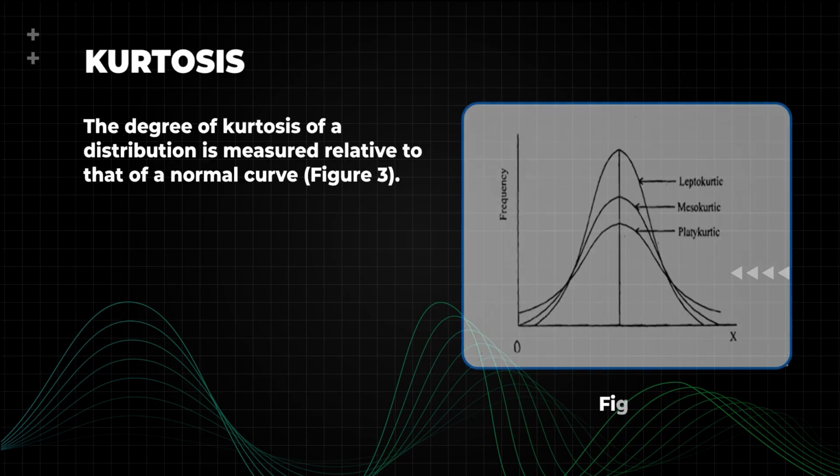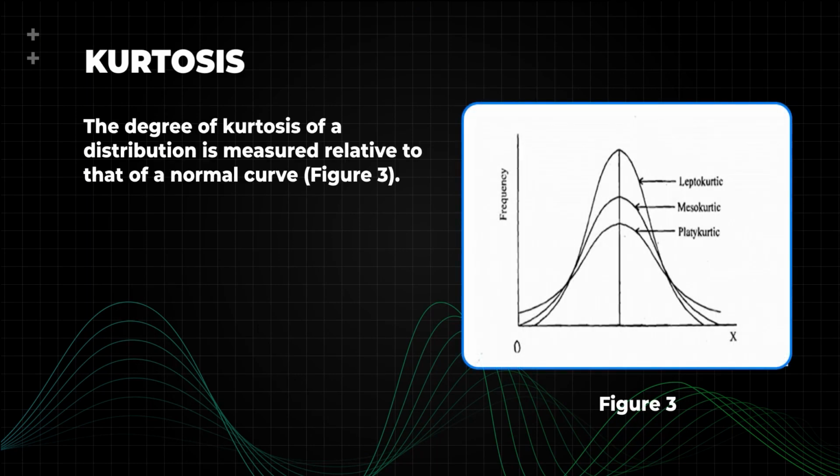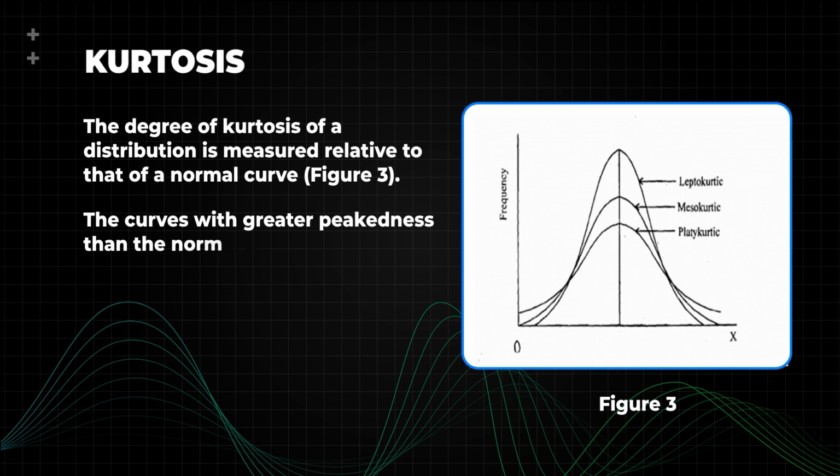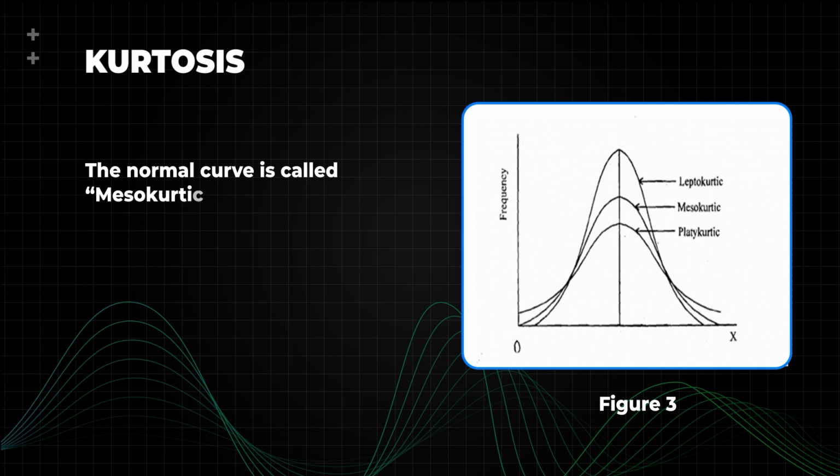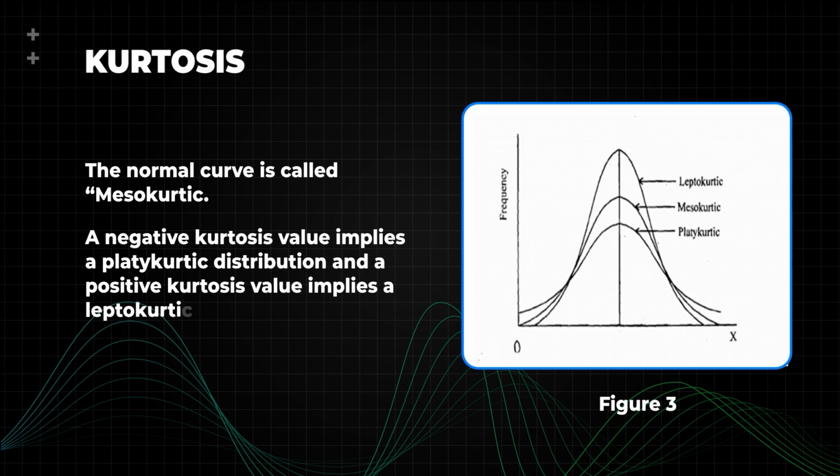You can refer to figure 3, where the degree of kurtosis of a distribution is measured relative to that of a normal curve. The curves with greater peakedness than the normal curve are called leptokurtic. The curves which are more flat than the normal curve are called platykurtic. The normal curve is called mesokurtic. A negative kurtosis value implies a platykurtic distribution, and a positive kurtosis value implies a leptokurtic distribution.